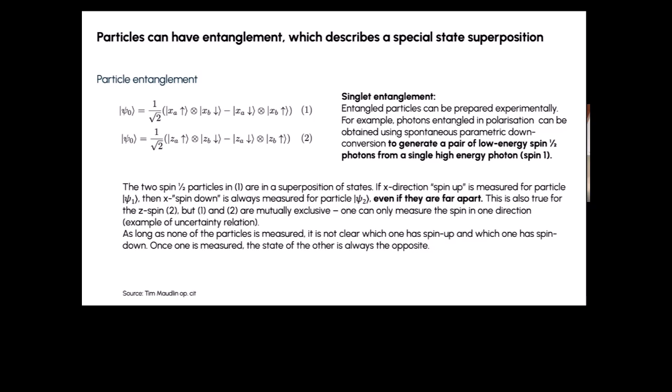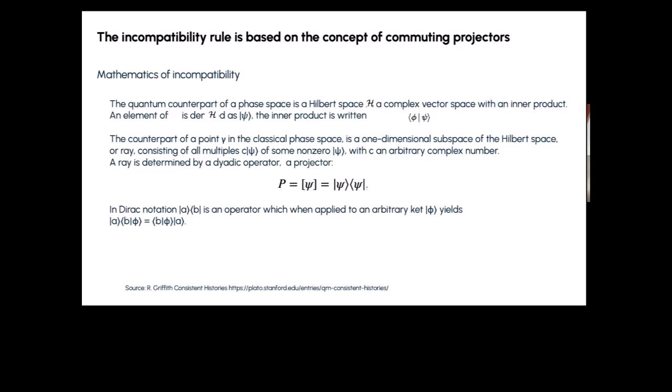And this is called entanglement. And the question is, how can this be? How can it be that we don't know which particle is which, but we know it upon measurement? We don't understand this, but we can describe it with this equation. And so these states are incompatible, right? So what does this mean?